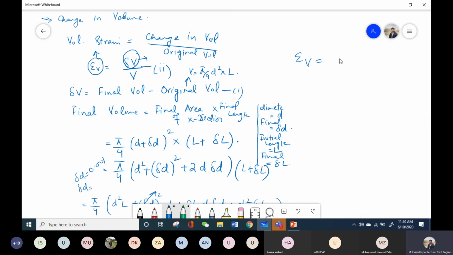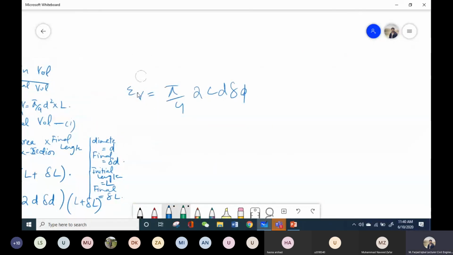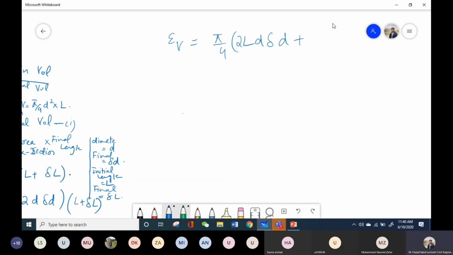Epsilon V will be equal to delta V, that is pi by 4 2LD delta D. Hold on. Epsilon V is equal to pi by 4 2LD delta D plus pi d square over 4 into delta L.